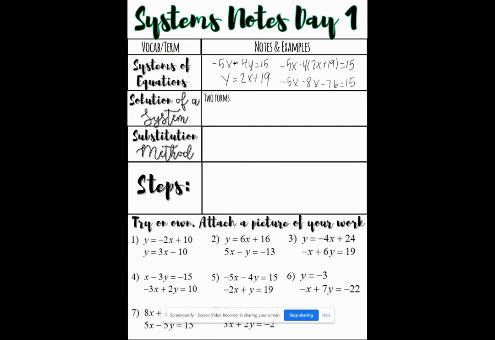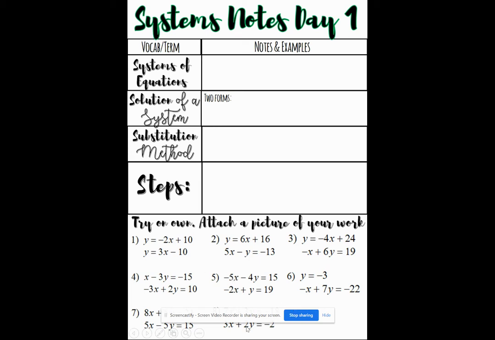-8 and -5 give me -13x. And I add the 76 over, and I get 91. Divide by -13, I get my x is -7. Plug it into one of my originals, so I'll do the one down here. So -2 times -7 is 14, plus y equals 19. Subtract 14 from both sides, we get our answer as -7, 5. Okay.